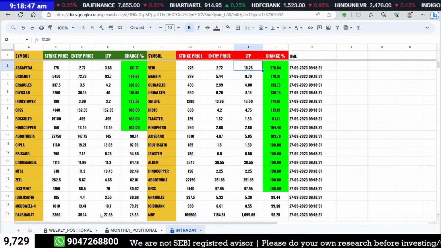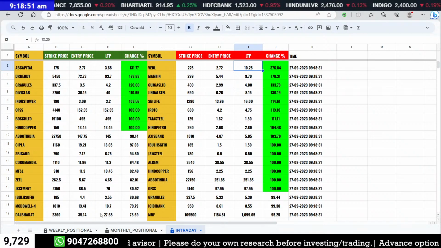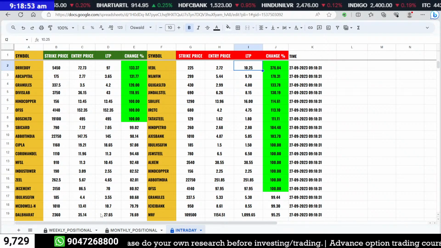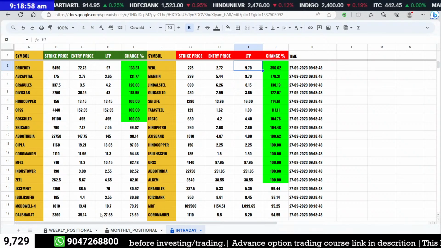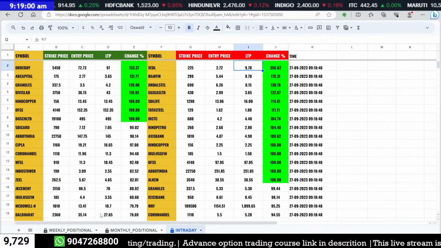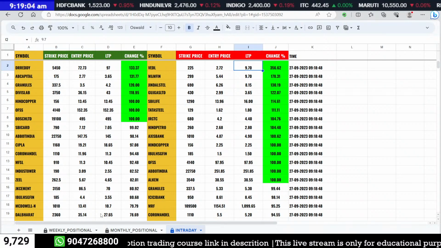And Momentum 300, 299 is around 9.7. That is also opening positive. By using this sheet, whatever stocks are at the top, we can easily identify which stocks are performing, like Dr. Reddy, AB Capital, and Granules on the call side. And on the put side, VDL, M&M, Jindal, and Gujarat Gas are on the downside.